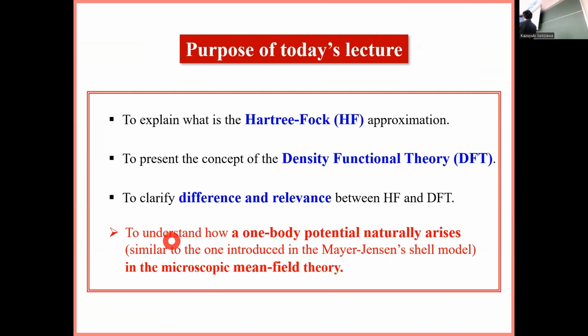By the end of the lecture, you will understand how a one-body mean field potential naturally arises within the context of mean field approaches. Those one-body potentials are necessary to establish the shell structure or to explain the magic numbers, which was done phenomenologically by Meyer and Jensen. But in the case of Hartree-Fock and density functional theory, this one-body potential naturally arises.